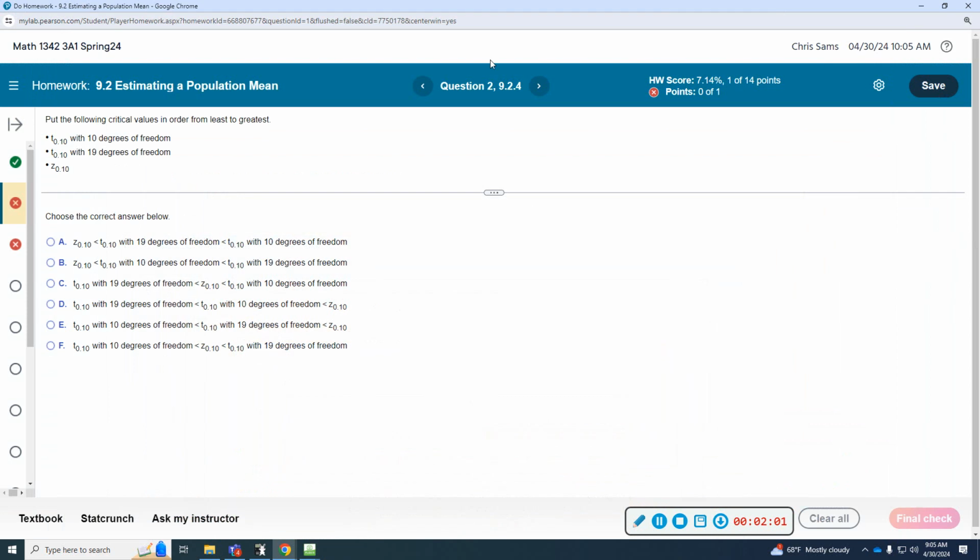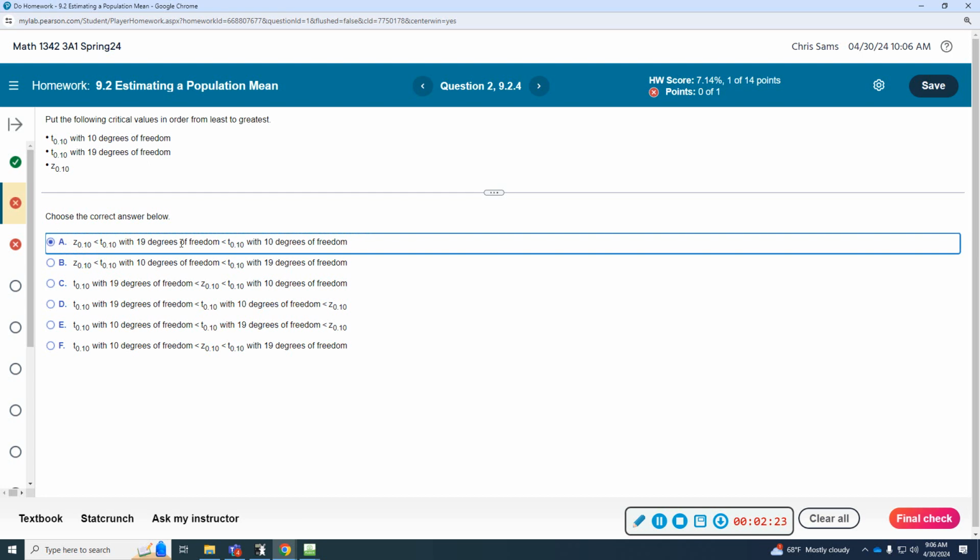So we want to put them in order: Z10, t10 with 19, and t10 with 10. This is the order that you want them in. Z is the smallest. A bigger degree of freedom is going to give me a smaller critical value. This would be next, and then that one would be third. So Z is in front of these 2. The next one, 19 degrees of freedom. So A is going to be the one we're looking for.